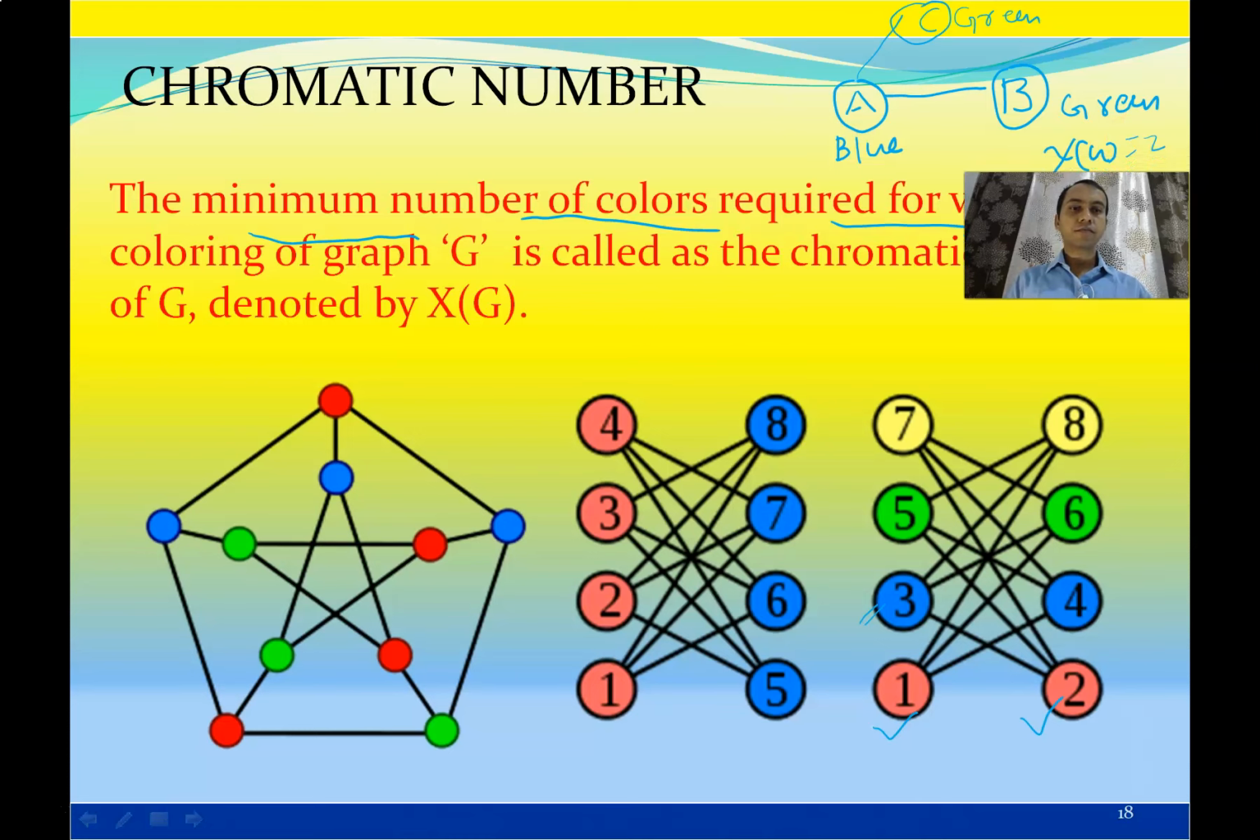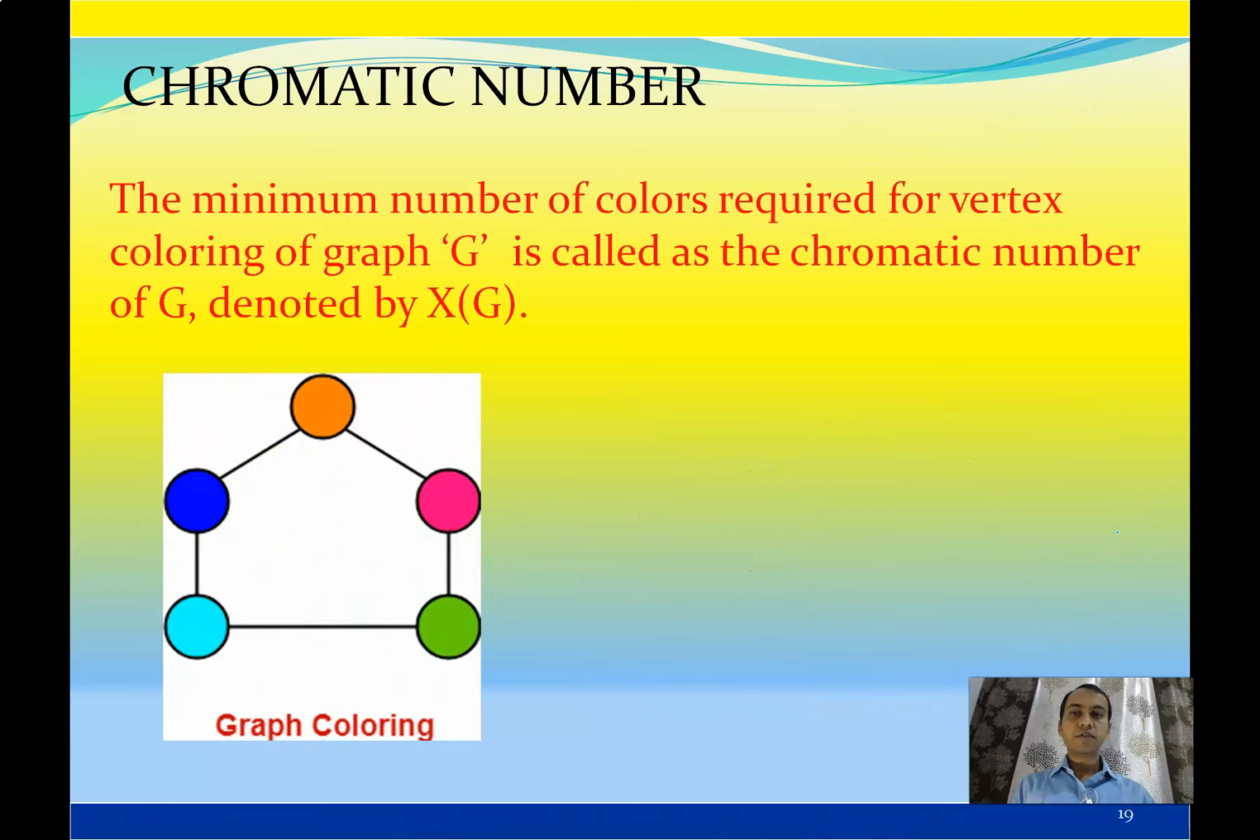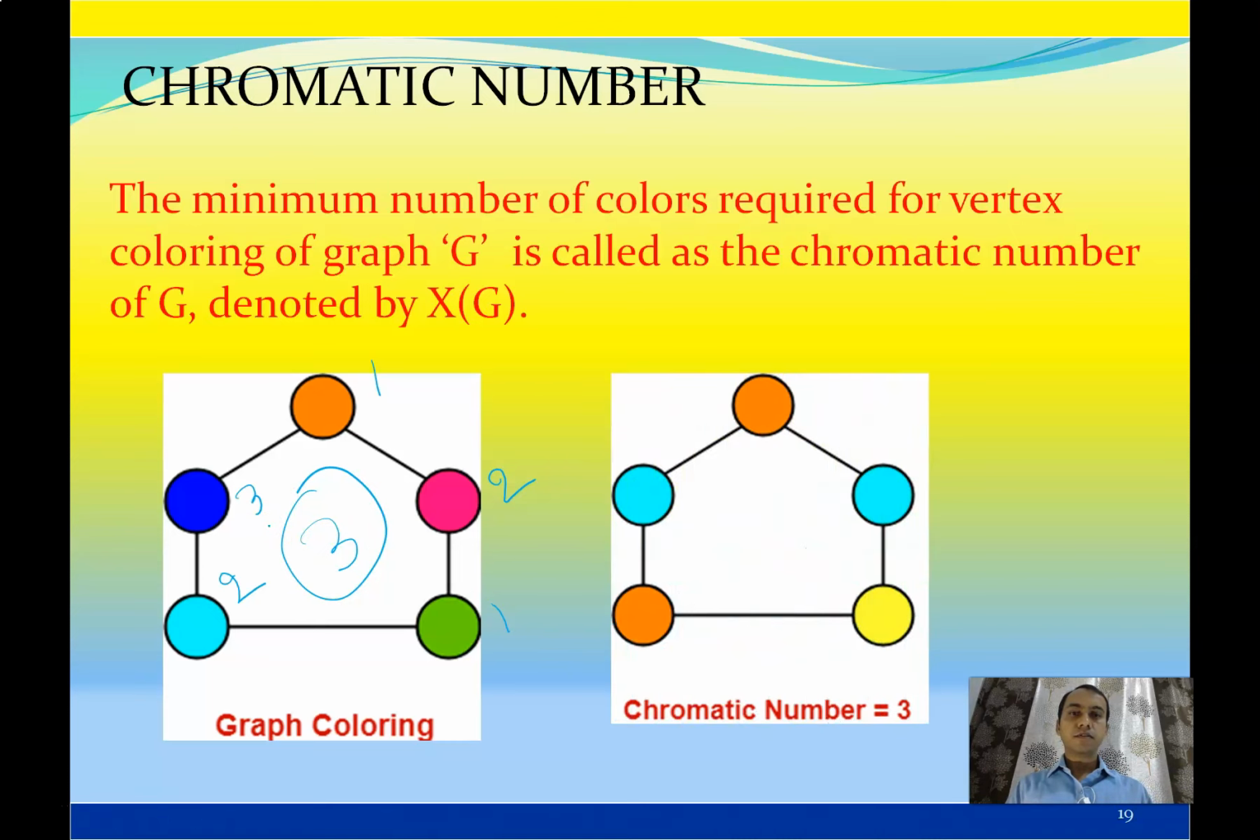In the same way, suppose for this graph I am writing 1 here, then you can't write 1 here, so I am writing 2 here. You can write 1, again you can write 2, again 1, no, 2, no, so you have to write 3. So the chromatic number for this graph will be 3. Here the same graph has been colored using different colors to find the chromatic number. So the chromatic number is 3.